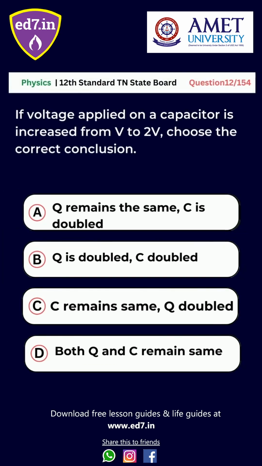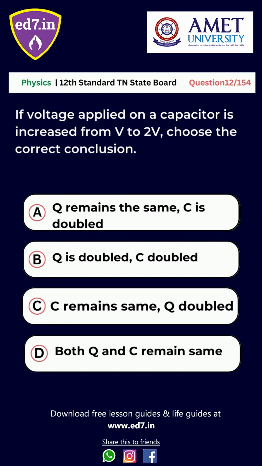Question number 12. If voltage applied on a capacitor is increased from V to 2V, choose the correct conclusion. Option A, Q remains the same, C is doubled. B, Q is doubled, C is doubled. C, C remains the same, Q is doubled. D, both Q and C remain the same.